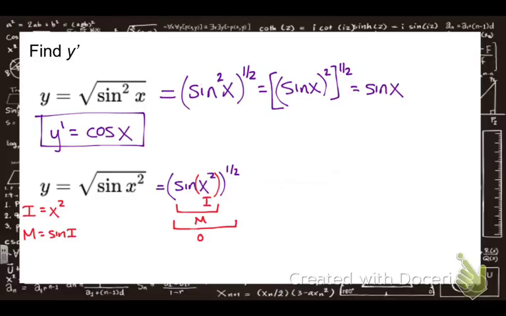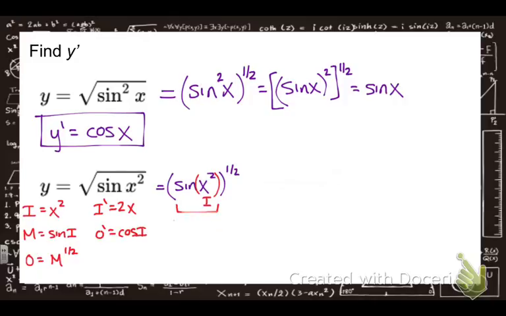Notice that I'm using I for inside. And then we have the outside to be the middle to the power of 1/2. And I'm using m for middle. If I look for my derivatives, I have I prime is equal to 2x. O prime is equal to cosine of I.